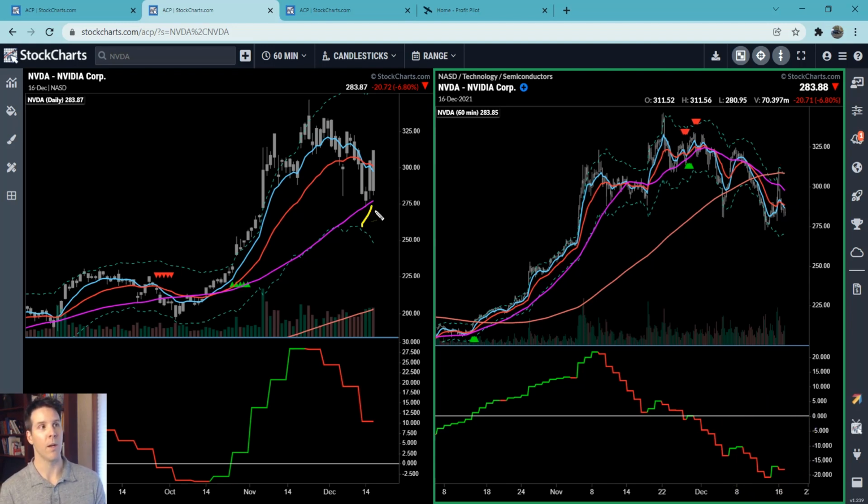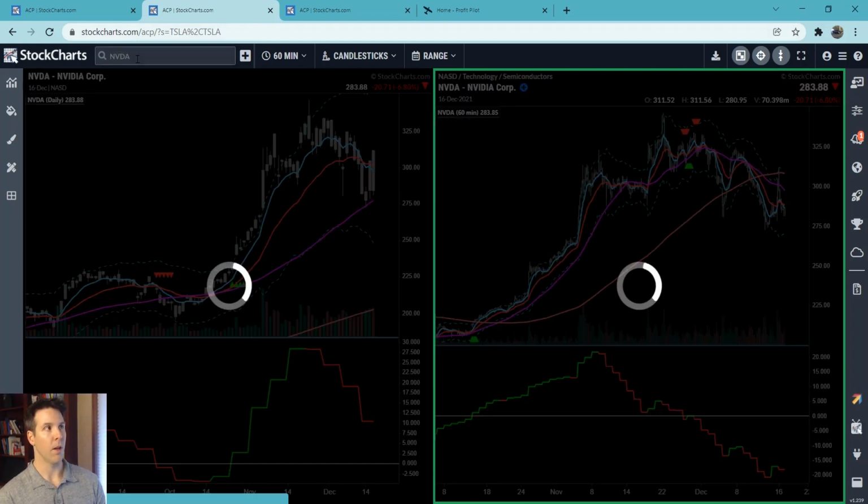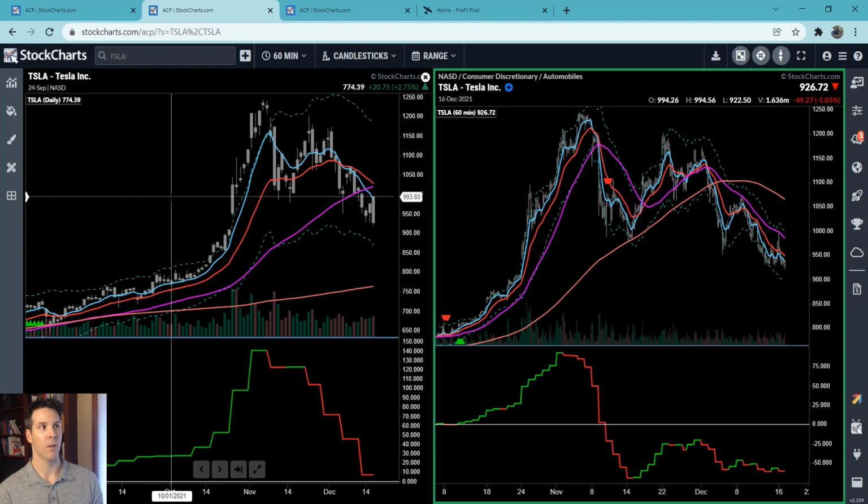I don't care that price is here at the daily 50. It doesn't matter right now because the hourly chart is not setting up. You can see this in a little bit more development with Tesla. I mean, look at this.